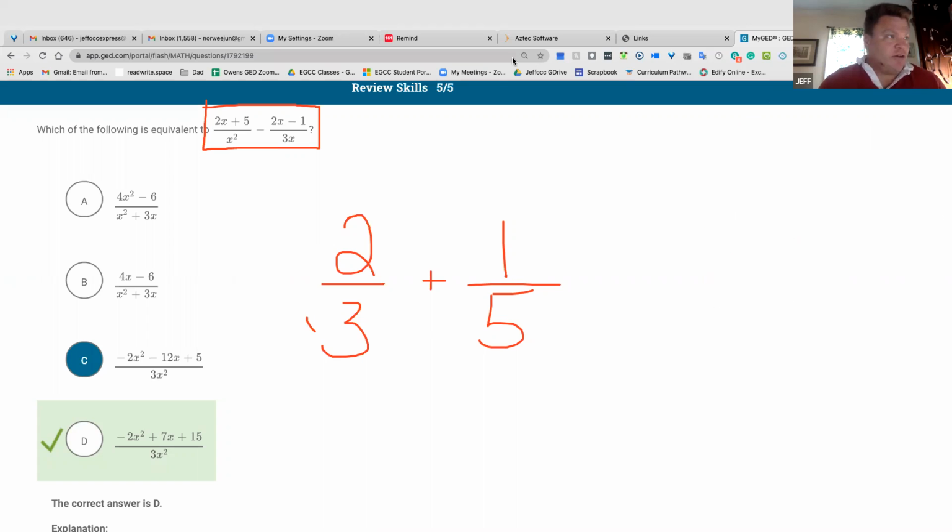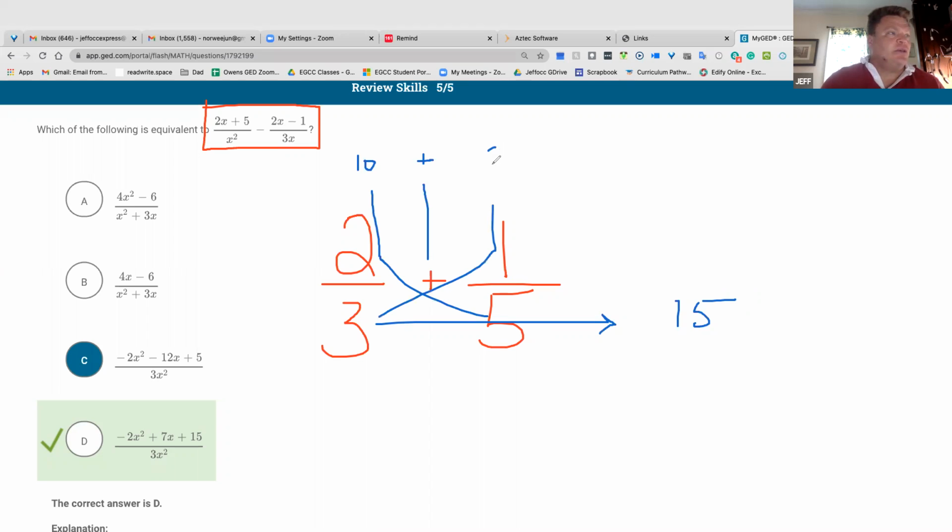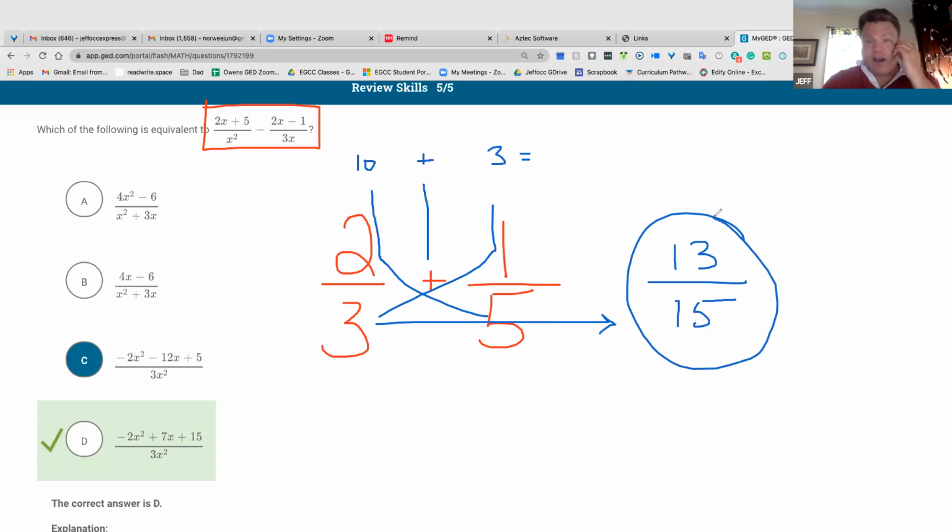Believe it or not, it's cross multiplying. First things first, we multiply that way. 15. Next, we multiply that way. That's 10. We raise the sign. That's plus. We multiply that way. That's 3. Whatever that answer is, we put on top.